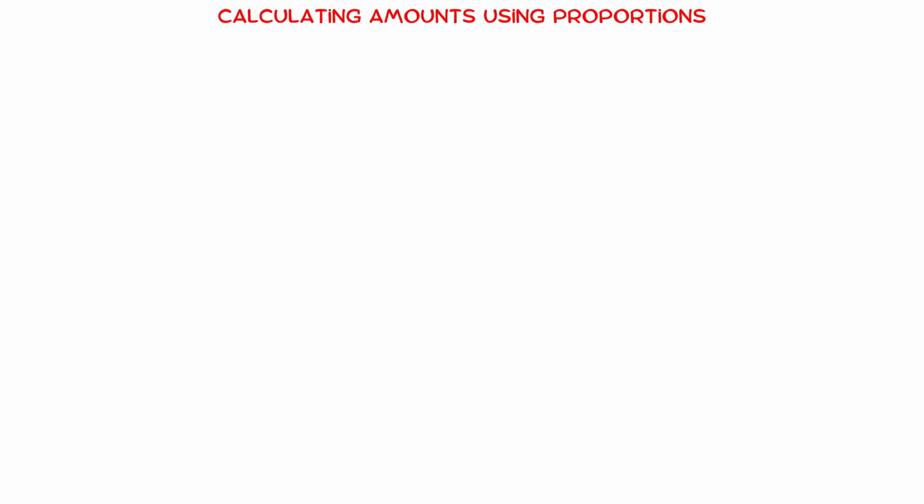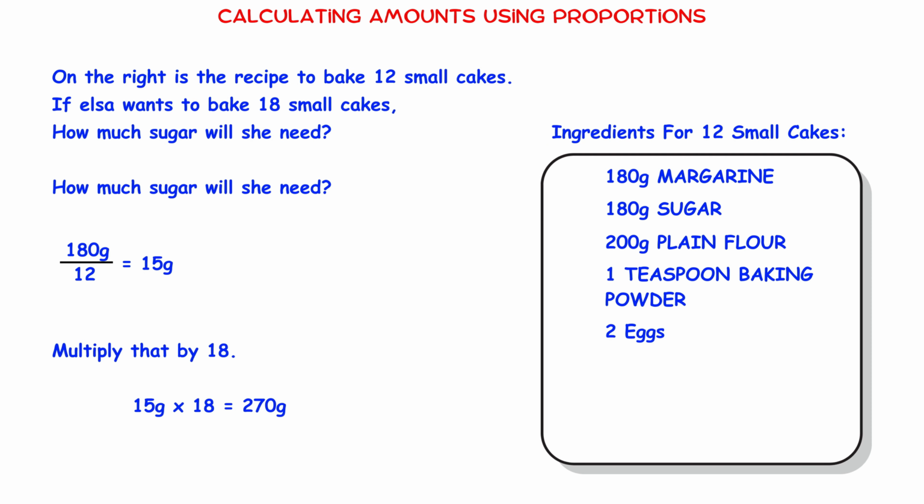Now, one of the fairly common questions in this topic is working with recipes, and the way they normally work is that you'll be given a recipe like this one, which tells you how much of each ingredient you need to bake a certain number of cakes, and then you'll be asked how much of one of the ingredients you'd need if you wanted to bake a different number of cakes. For example, the question could be something like this. On the right is the recipe to bake 12 small cakes. If Elsa wants to bake 18 small cakes, how much sugar will she need?